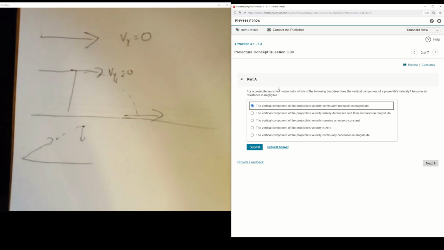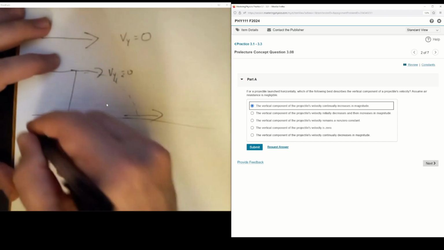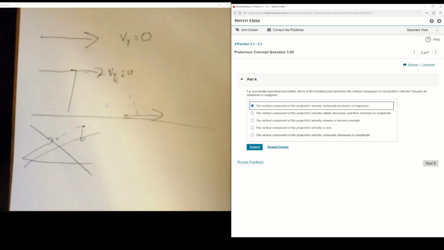But it does say it's being shot horizontally, so that's this picture. This is not horizontal shooting, so I'm going to ignore the second one there as being wrong. The vertical component remains a non-zero constant. The velocity remains constant. The velocity is not constant through projectile motion because there's an acceleration.